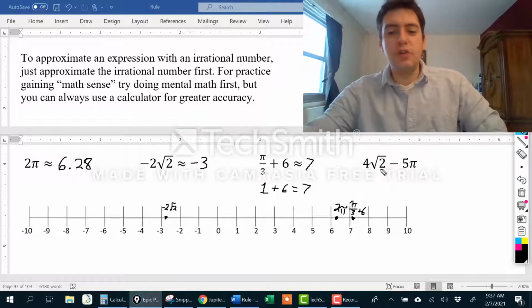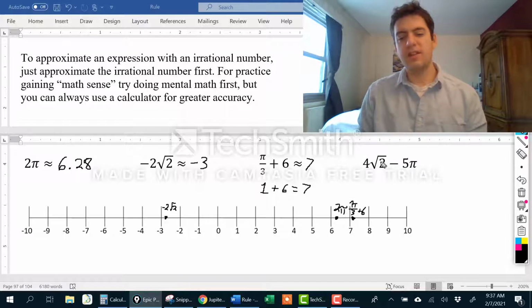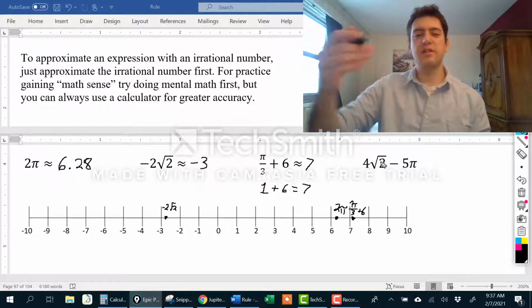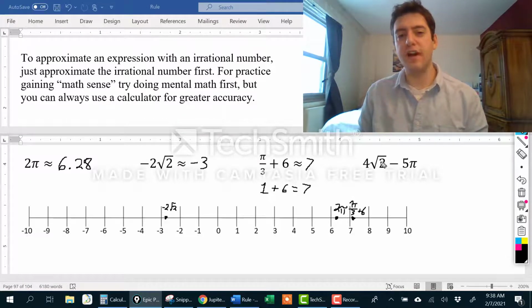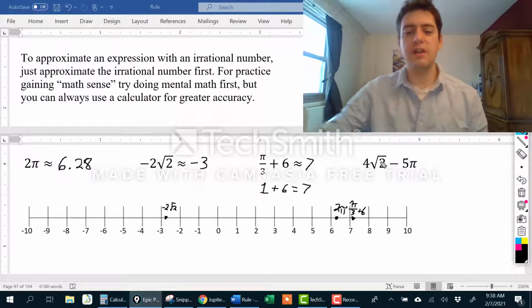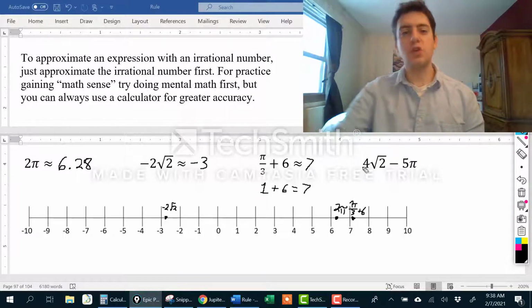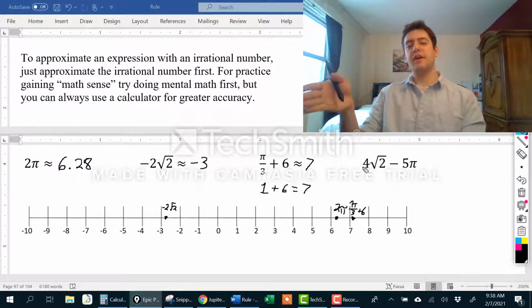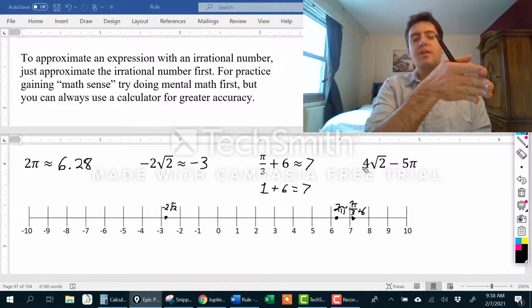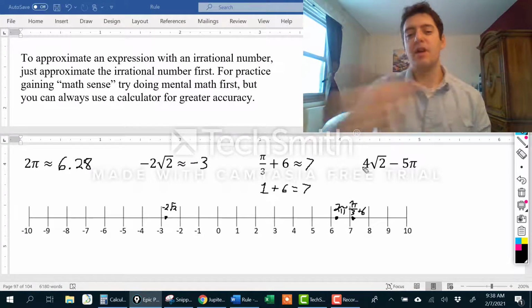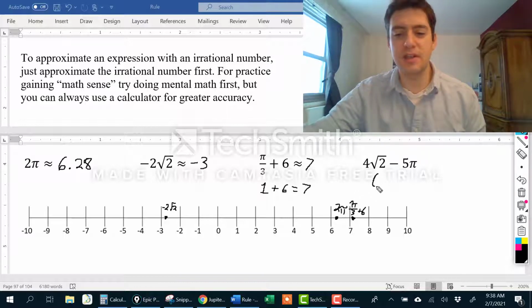Remember that the square root of 2 is approximately equal to 1.4. It's a little bit more than 1.4, 1.41 something. Just for the purposes of doing mental math, though, let's use 1.5. It's a little bit easier to do in our heads. 1.5 times 4. So we have 1.5 four times. So 1.5 plus 1.5 is 3. Plus another 1.5 would be 4.5. Plus another 1.5 would be 6. So 4 times the square root of 2 would be approximately equal to 6.